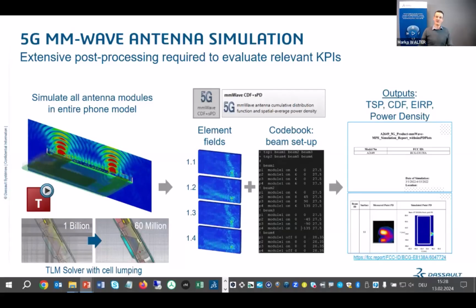Now for this, and for some other use cases where demanding post-processing is required, we've implemented specific post-processing functionality to make your life as a user easier and to guide you through the process and do the post-processing for you. In this case, we simulate all the millimeter wave ports and then do all the rest in post-processing. You can import the codebook, which specifies all the beam configuration, and the outputs you require are calculated for you. There's a link to an example of this being used in industry at the bottom right, if you're interested.